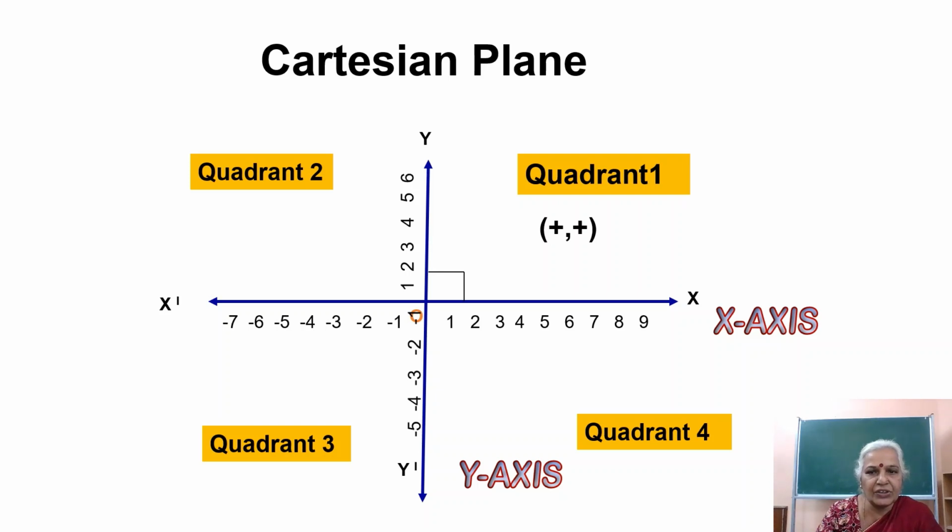And in the first quadrant, both x and y are plus. In the second quadrant, x is minus and y is plus. And in the third quadrant, both x and y are minus. And in the fourth quadrant, x is plus and y is minus.